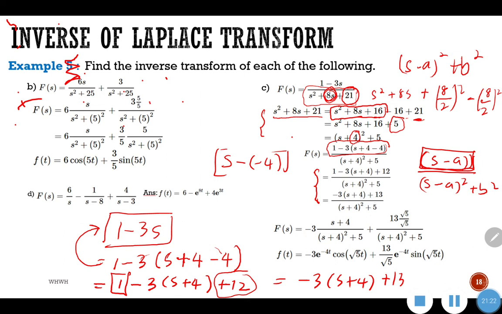So then you may divide this into two parts: negative 3 S plus 4 over S plus 4 square plus 5. This one. And another term, this one is a little bit more complicated. This one we don't have S, but we see that B square is 5. So on top you have to introduce B. So what is B? B will be root of 5.